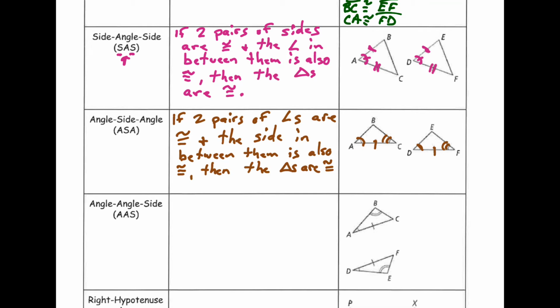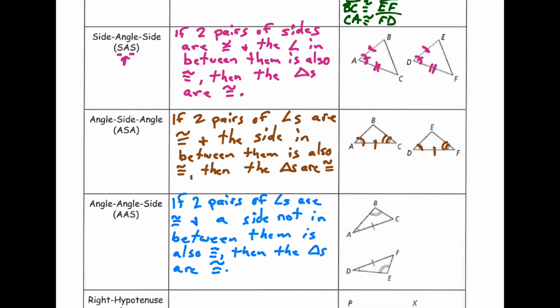And another one here. All right, so this one is saying if 2 pairs of angles are congruent, so once again we have angle A congruent to angle D, angle B is congruent to angle E, and we have a side, this side here, that's not in between those angles. So this one's a little bit different than ASA in terms of it's not in between. Then we know that the triangles are congruent. So this also works.